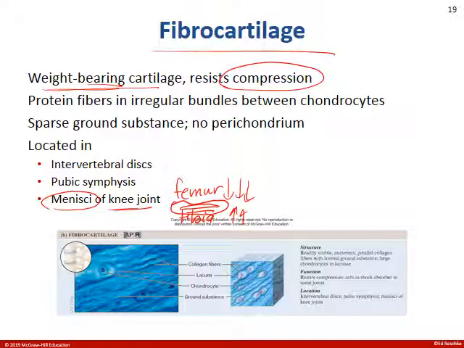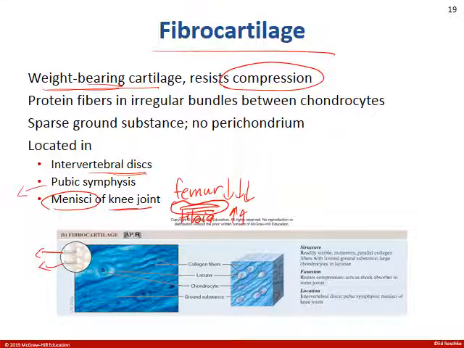It resists compression. You also find it between your vertebral discs. So if you hear somebody say, I slipped a disc, they're talking about fibrocartilage. And the pubic symphysis is between the hip bones. When you're walking, the hips are alternating, and you have that cushion between your two hip bones to stop them from smashing into each other.